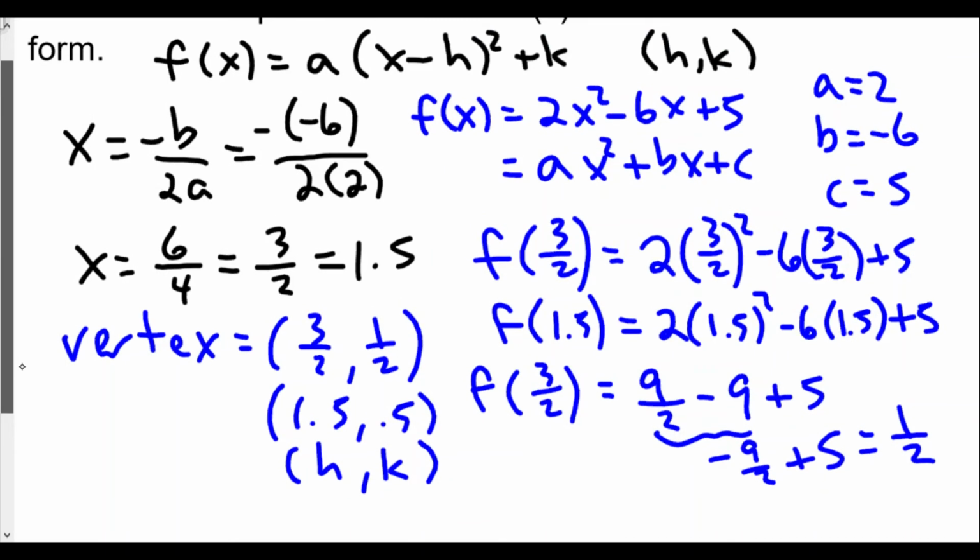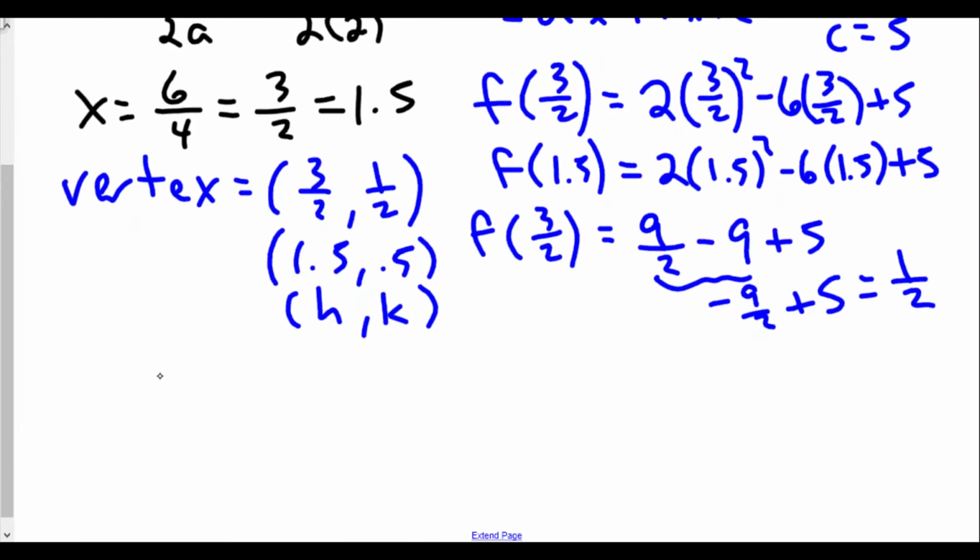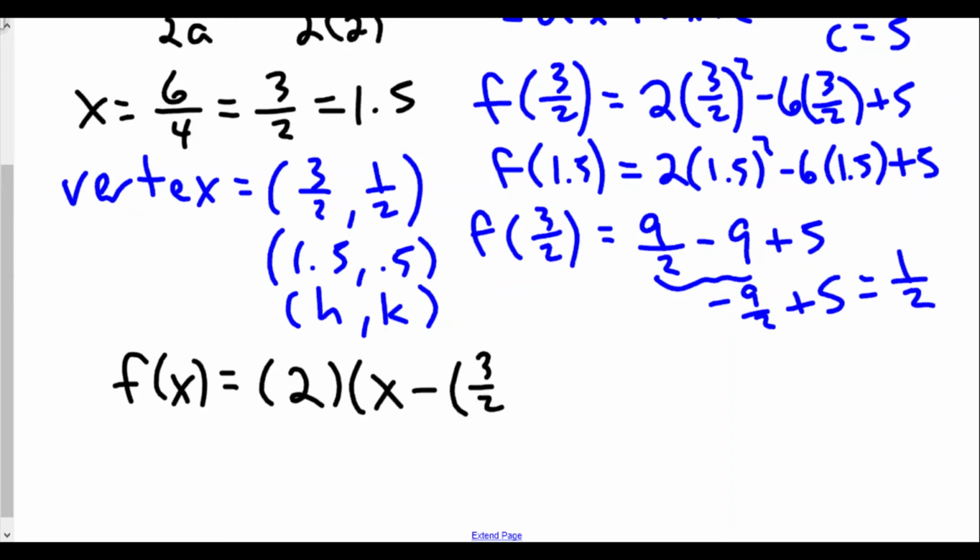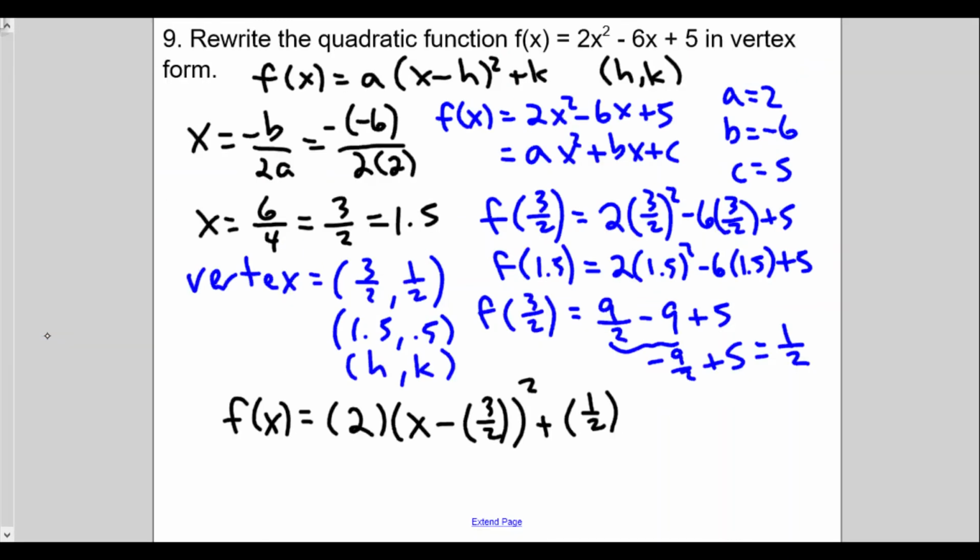So remember the formula we have here. f of x is equal to our a value, which we found to be 2, times x minus the h value. We're not plugging in 1.5 or 3 over 2 for x, it's the h value. So x minus our h value of 3 over 2, close parenthesis squared, plus the k value, which is 1/2. So this is written as f of x is equal to 2 times x minus 3 over 2 squared plus 1/2.